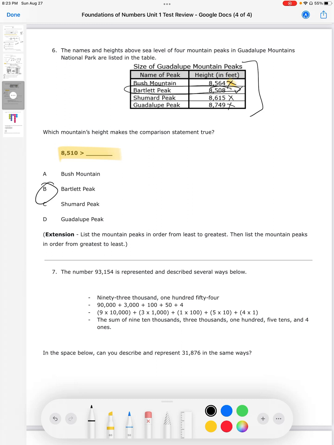The extension on this is to list the mountain peaks in order from least to greatest, and then to do it in order from greatest to least. A vast majority of the kids know what the terms least and greatest mean, but there are still a few that struggle, so it is not a bad idea to have them list that to make sure that they're understanding that least means the smallest and greatest means the biggest.